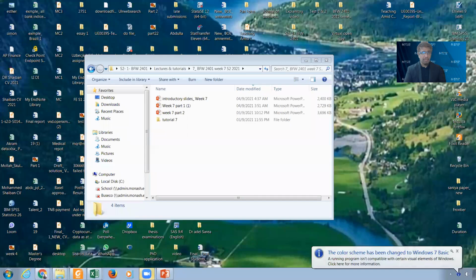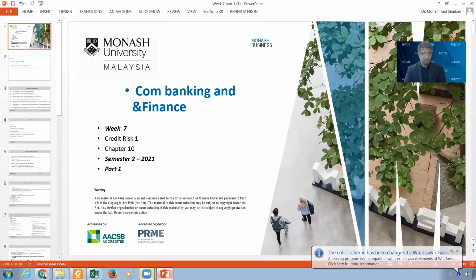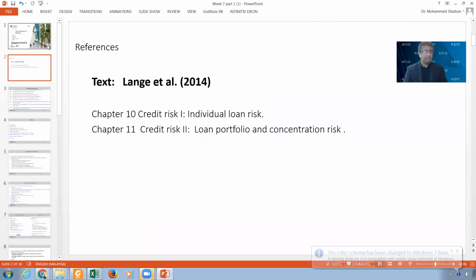In this part, we will talk about the type of loans and some modeling for credit risk. So let me share, and we just go to the slides. So this is the slides, and this week we are talking about chapters 10 and 11 in the book.